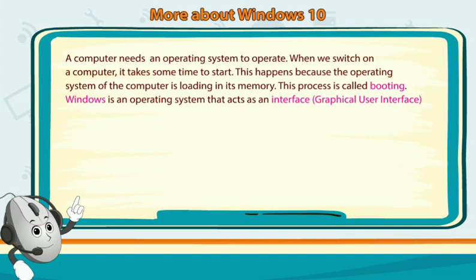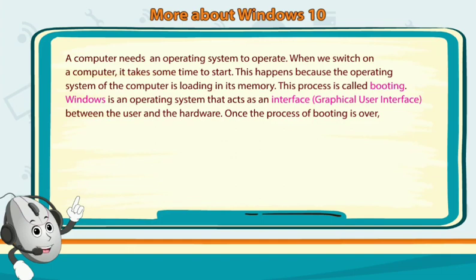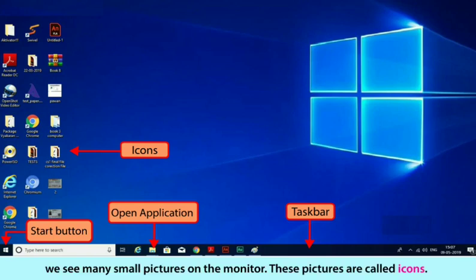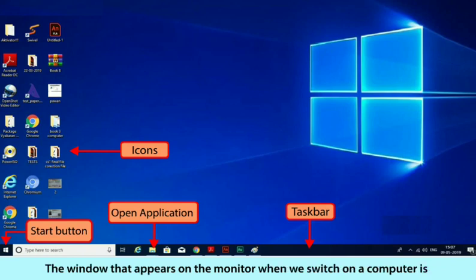Windows is an operating system that acts like an interface, a graphical user interface, between the user and hardware. Why do we call it a graphical user interface? Because for everything we have pictures and buttons. When we start a computer, we see many small pictures on the monitor. These pictures are called icons. On the left side you can see many icons.